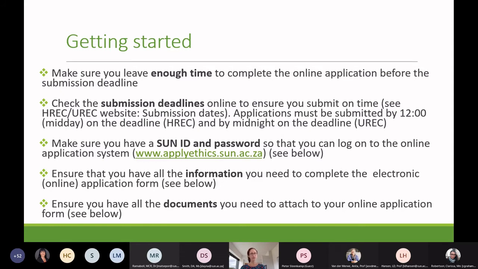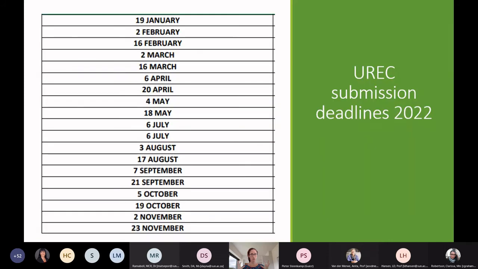Ensure that you have all the information. There's a lot more information than I think people anticipate that's going to be required when you apply for ethics, and also all the documents that are going to be required. It's not just one thing, it's lots of them. So I'm giving you a snapshot here of UREC's deadlines for 2022. If any of you have already perused the HREC website, you'll see that our deadlines are the same as the HREC deadlines. The double 6th of July is not a mistake. It's because HREC 1 and HREC 2 share a deadline on the 6th of July, but this pertains to those two committees. So you can see roughly that there's about two a month, every two weeks.